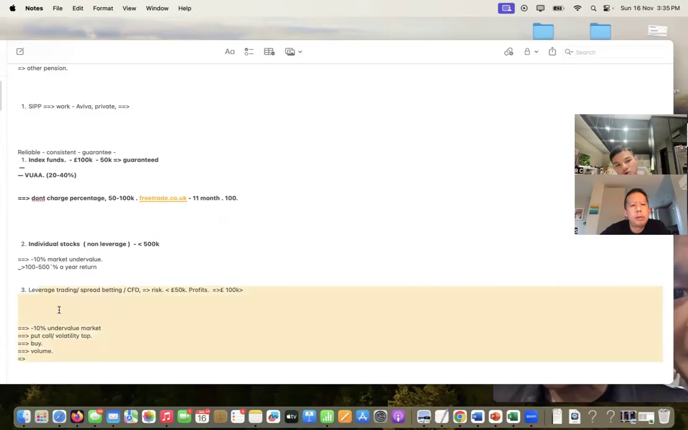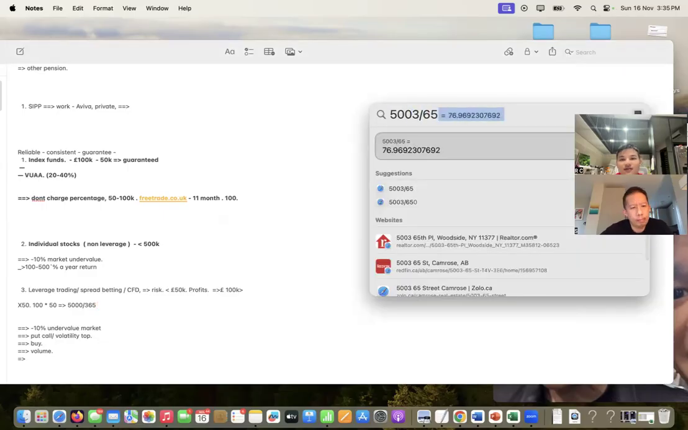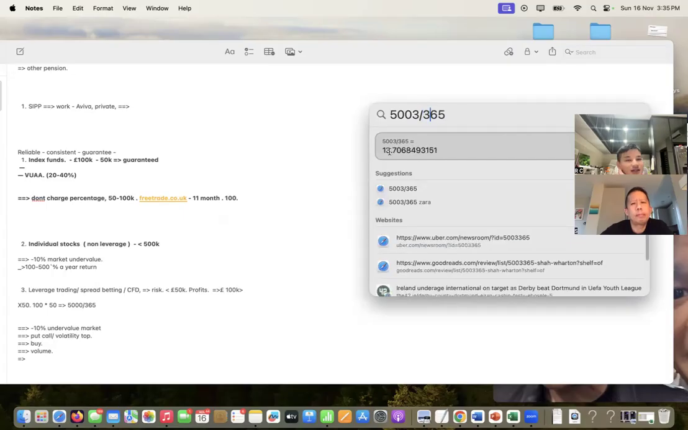And if you have small money, we have to use some leverage. This is also a year. Times 50 or whatever the number is. So if I use 100 times 50, you make £5,000. That's in a year. Divide 5,000 by 365 days, so let me see, 5,000 by 365. So you make 13 pound a day. Is that right?